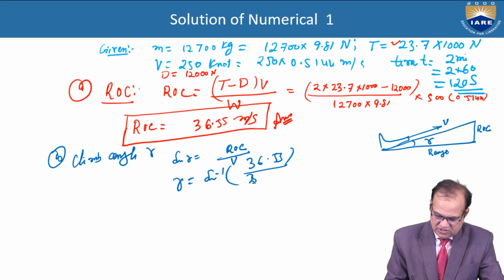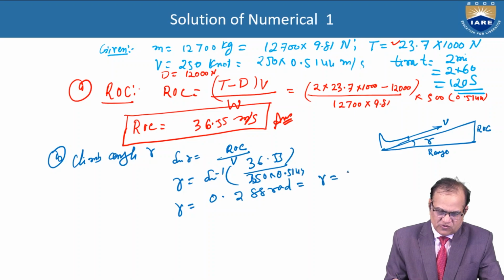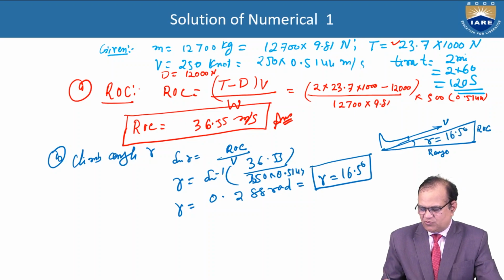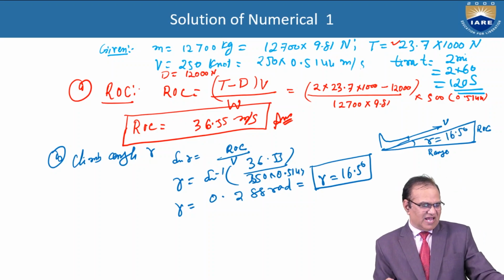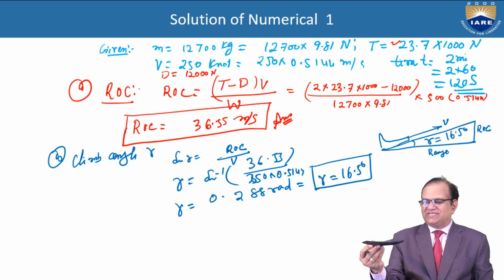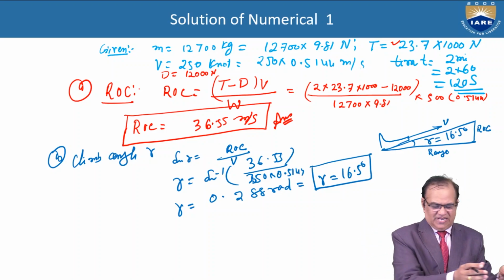So gamma is equal to sine inverse of rate of climb, 36.55, divided by V, which is 250 times 0.5144. So you will get gamma is equal to 0.288 radian, which is 16.5 degree. So this is the gamma, 16.5 degree, it is climbing. It is like this, your aircraft, and it is only small, like this it is taking off.